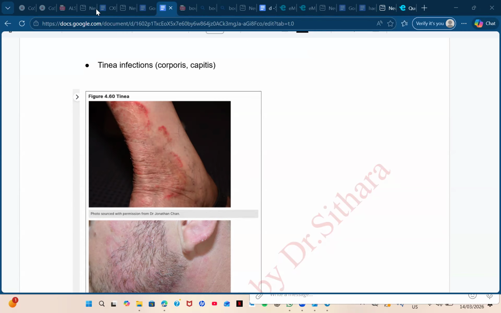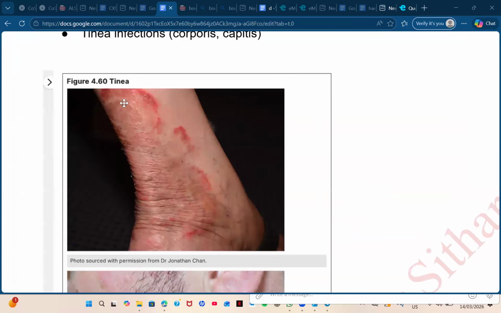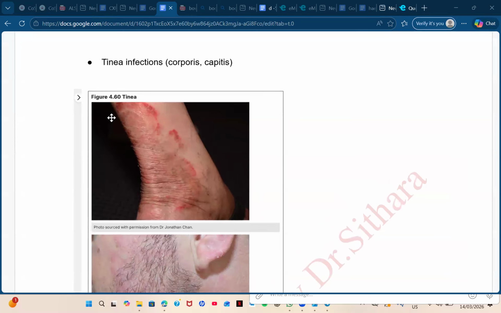It has what? It has annular, right? Ring-shaped lesion and raised scaly erythematous border. Here you can see ring-shaped lesion with erythematous scaly raised borders, right? And in the center, you can see central clearance, right? And this is an itchy case, right? The frequent itchiness can be seen, right, doctors?